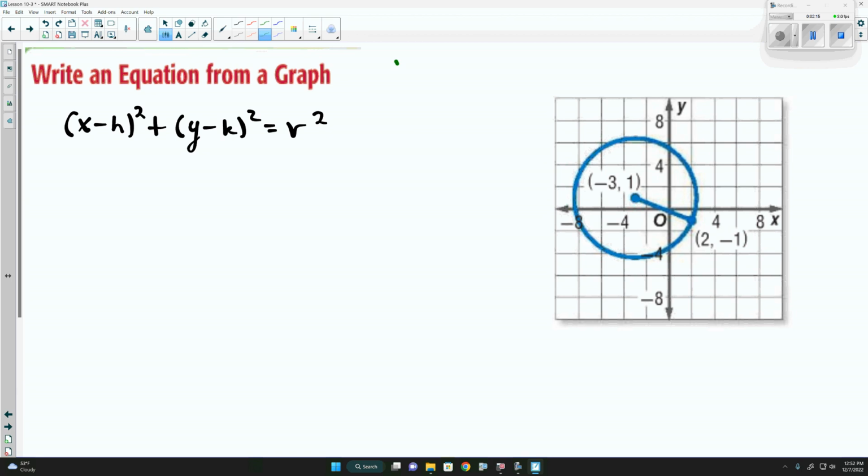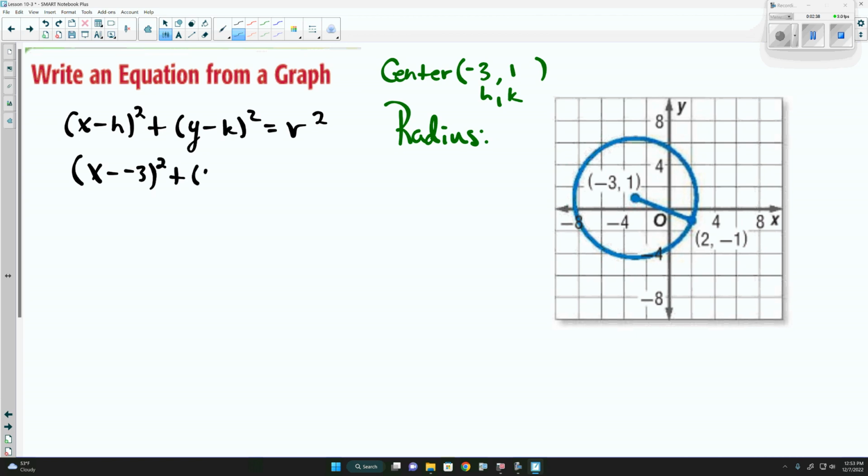Now they did give us the center. The center is our point (h, k), and for us it is the point (-3, 1), and we'll need the radius. Now we can plug the center in because we can say (x minus -3) plus (y minus 1).